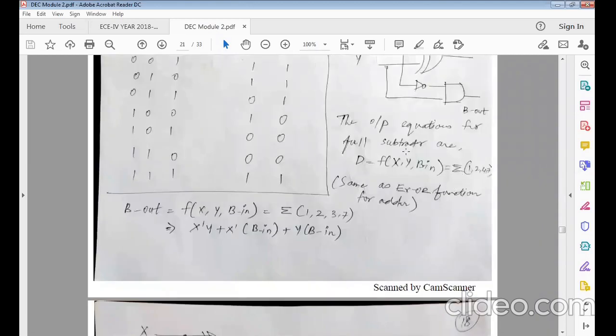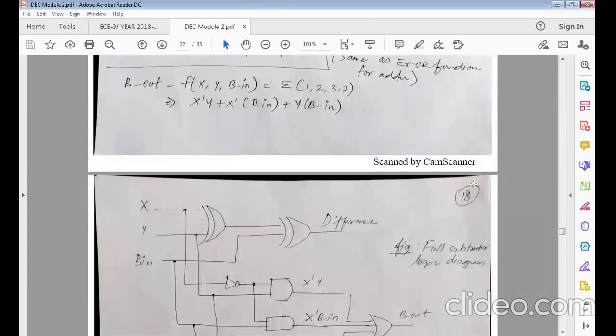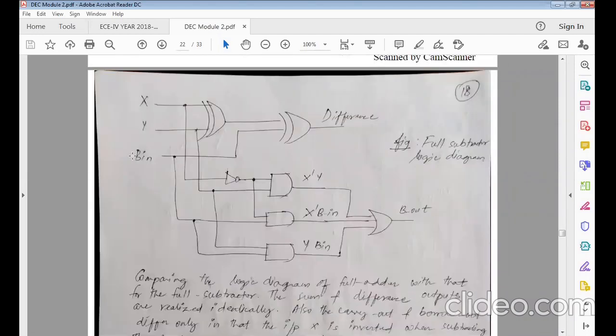Similarly for full subtractor, the same concept, we can put them in the summation form, the min terms form, and using K-maps we can simplify them and get these equations. So this is going to be my final circuit for my difference and borrow out, which is full subtractor because I have x, y, and borrow in.